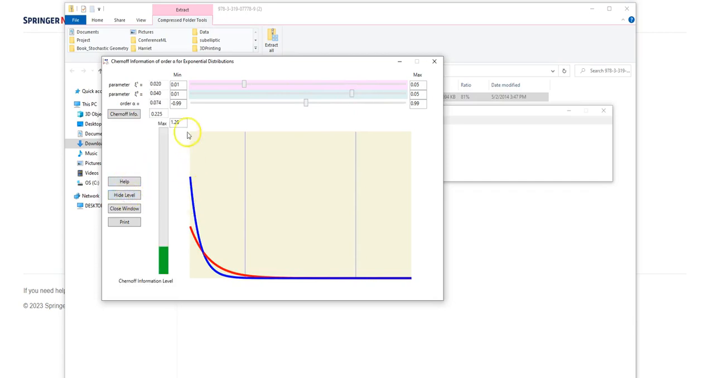We can see a level. We can make the level to be normalized out of 1. Click this, and we start modifying until we get the Chernoff information we actually need. So I have 3 parameters here.